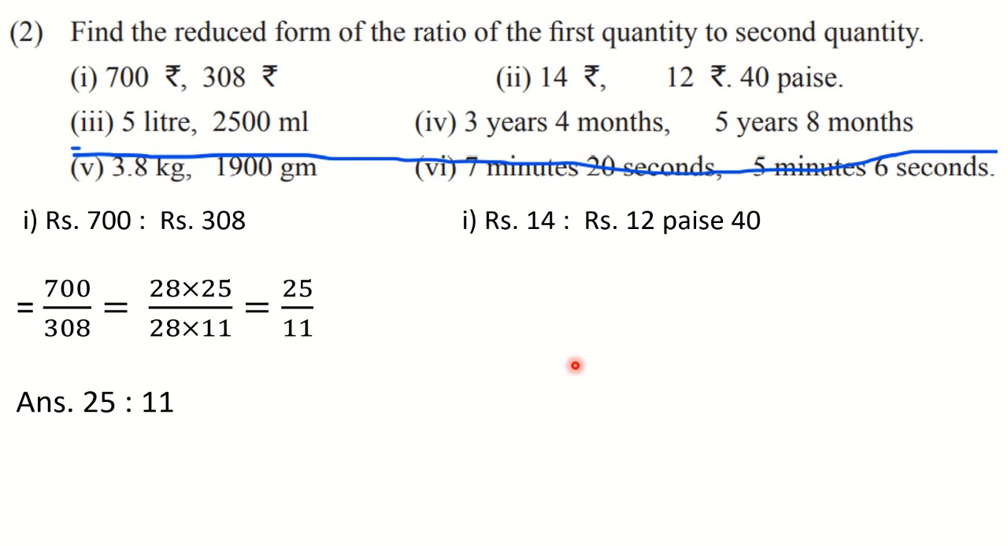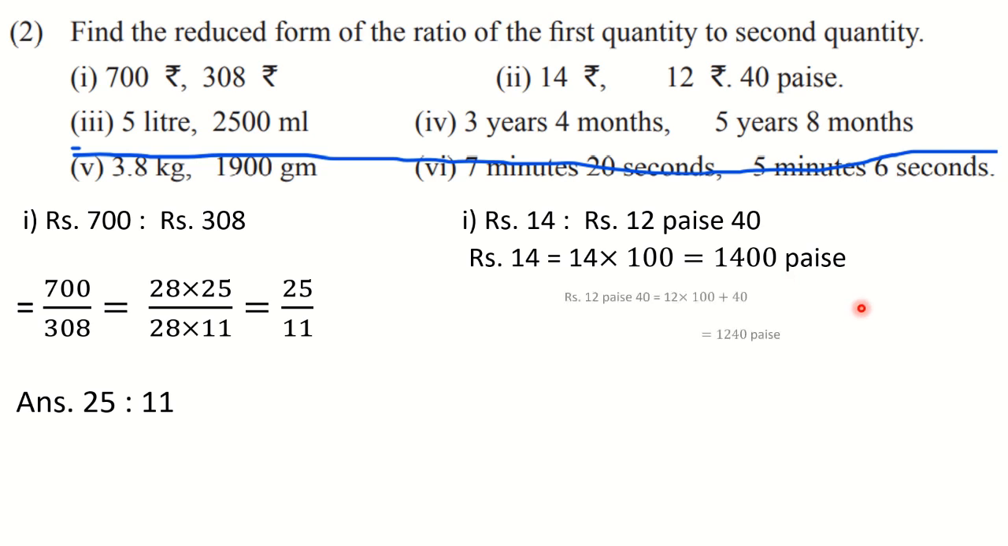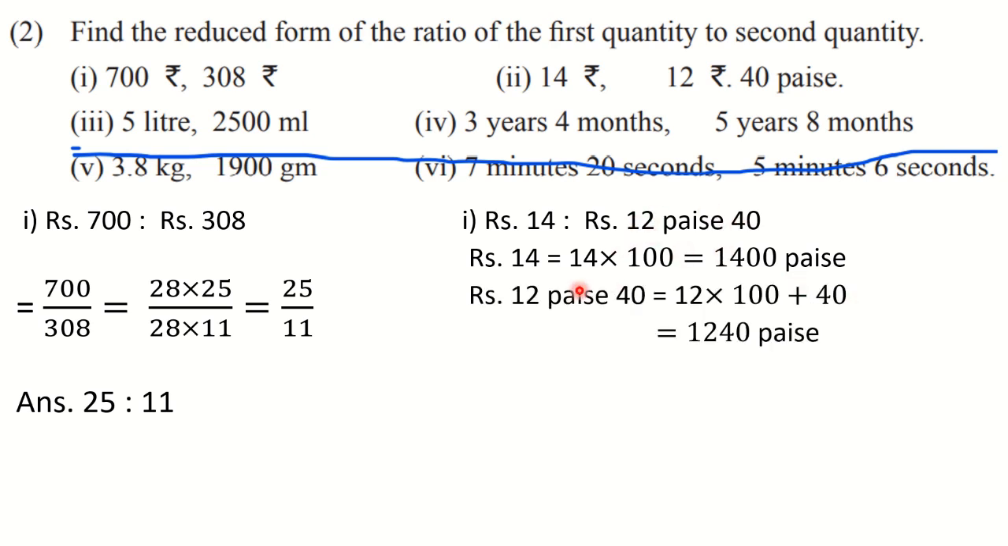Let us convert these rupees into paise. We know that 100 paise is equal to 1 rupee, so we will multiply by 100 to convert rupees into paise. Rupees 14 we can write as 14 into 100, that is 1400 paise, and rupees 12 paise 40 we can write as 12 into 100 plus 40, that is 1240 paise.